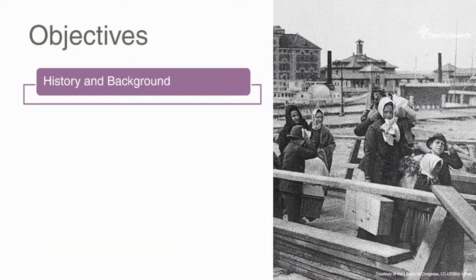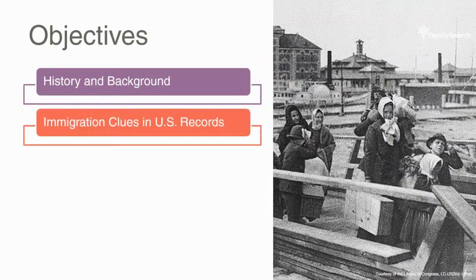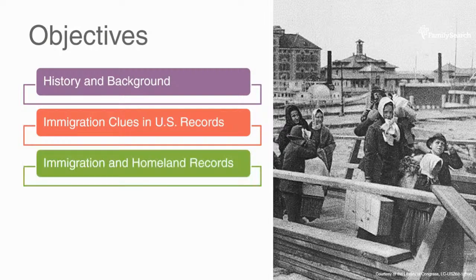So our objectives today, we're going to go through some history and background about immigration, when people came to the United States, why they came. We'll go through some clues in U.S. records. One of the biggest mistakes I think we make is that it's very easy to immediately say, okay, I'm just going to look for immigration records and then I'm going to the country of origin. There's actually a ton of records here in the U.S. that might provide some of the key information that you need in the country of origin, such as their original name, their death, some dates, some relationships, anything that you can gather.